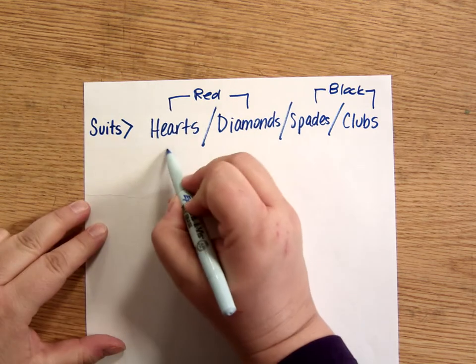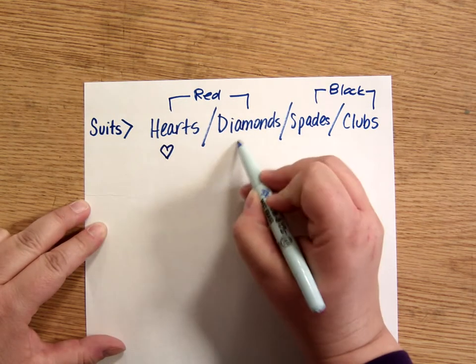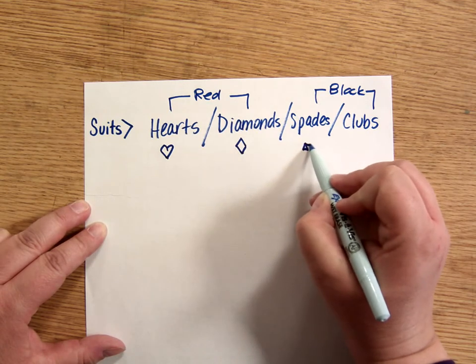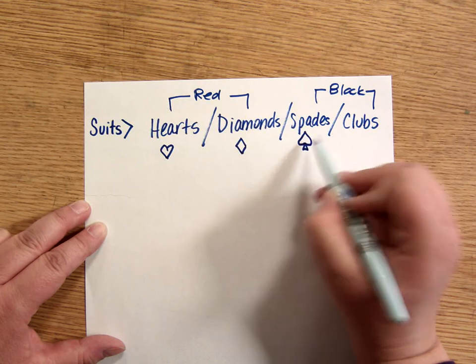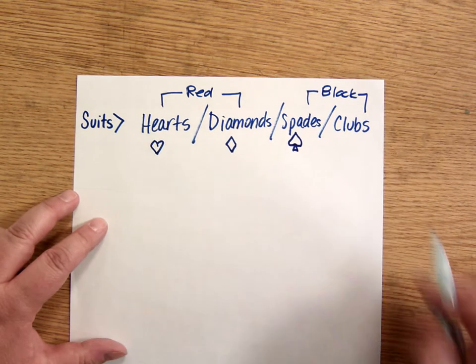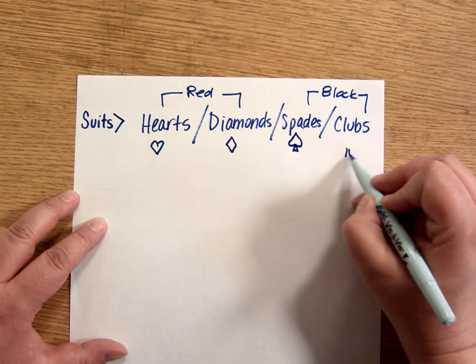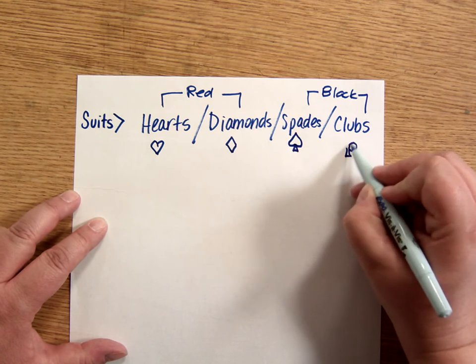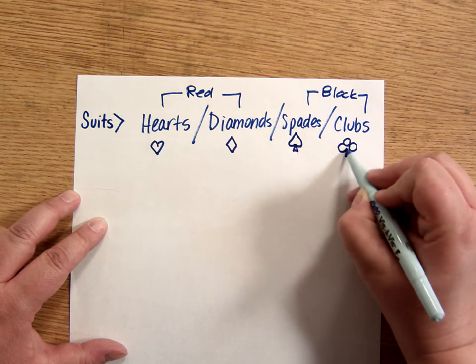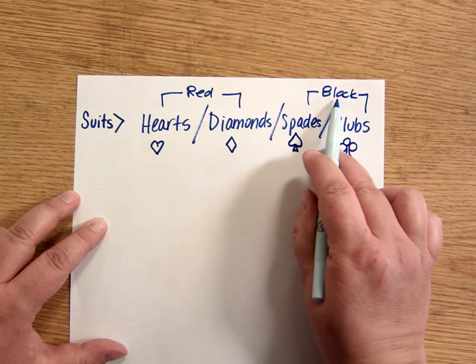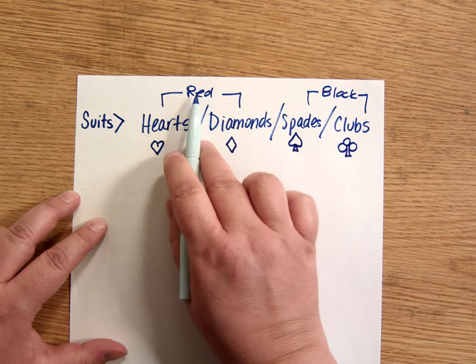Hearts look like a heart. Diamonds look like this. Spades, they're meant to look a little bit like a digging trowel, like a spade that you would dig in gardening with. And clubs, kind of like a 3-leaf clover. Okay? Spades and clubs are always black. Hearts and diamonds are always red.